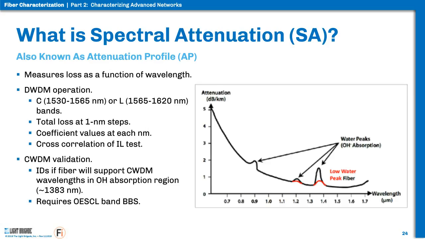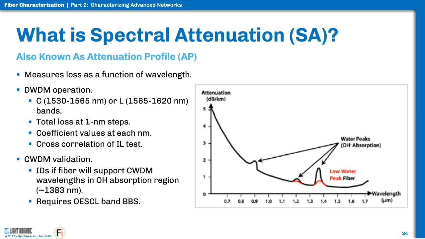What is it? A lot of you may be very familiar with this kind of trace. It's called different terms: spectral attenuation, an attenuation profile curve, or some people call it a water peak curve. On the left-hand side, the vertical scale measures attenuation in dB per kilometer, looking at the attenuation of a fiber. And across the bottom is wavelength.